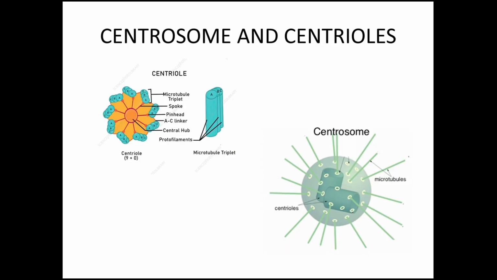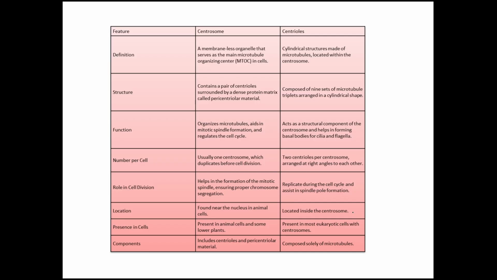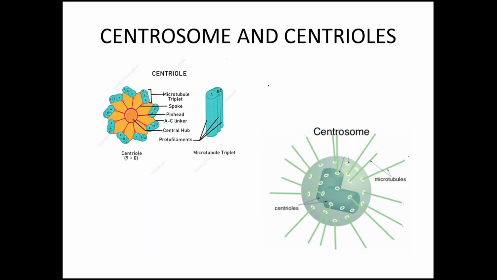Now we will discuss centrosome and centrioles. The centrosome is a membrane-less organelle that serves as the main microtubule organizing center in the cell, whereas centrioles are cylindrical structures made up of microtubules. Right? A centrosome contains a pair of centrioles surrounded by a dense protein matrix. We can see that the centrosome consists of a pair of centrioles surrounded by a dense protein structure.